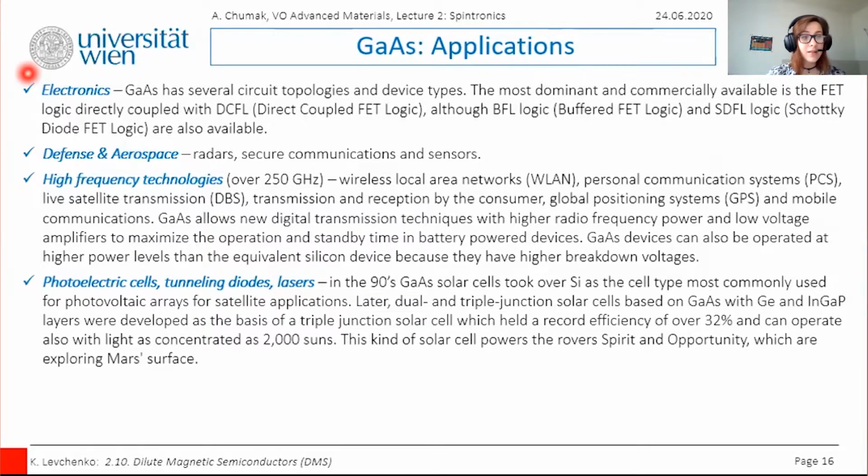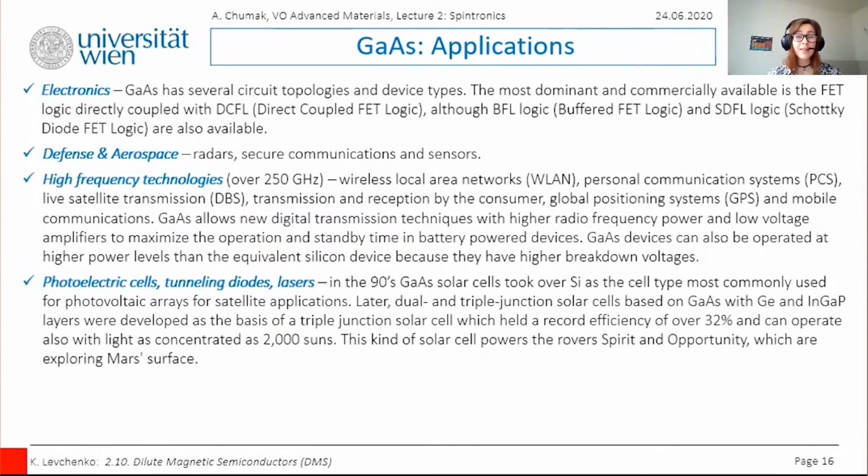Gallium arsenide, as it's rightly mentioned here, allows new digital transmission techniques with high radio frequency power and lower voltage amplifiers to maximize the operation and standby time. So generally, they can be operated at higher power levels than the equivalent silicon devices because they have higher breakdown voltages. And last but not least are the photoelectric cells, the tunneling diode, and lasers.